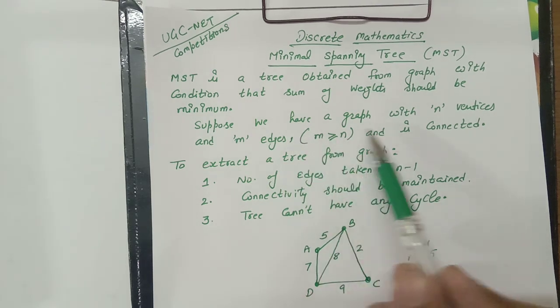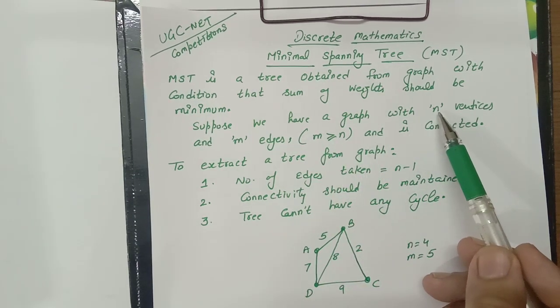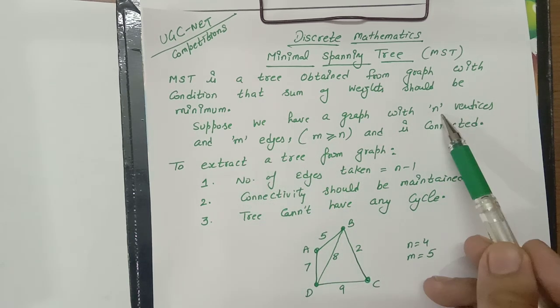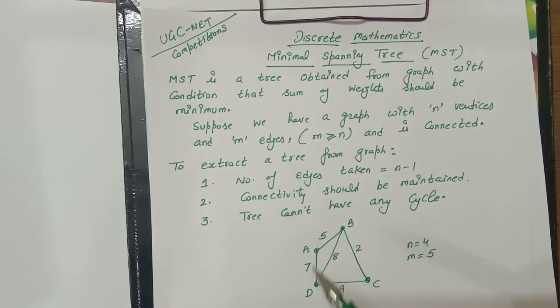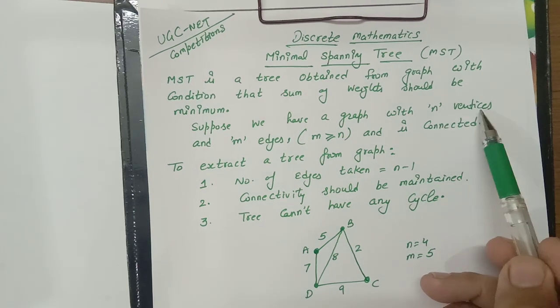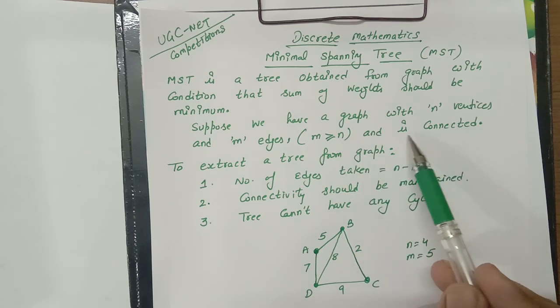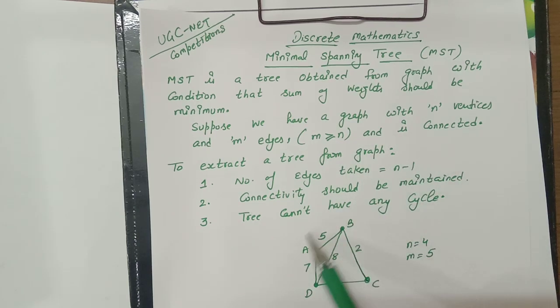Now suppose we have a graph with n vertices. Let a graph have n vertices and m edges. Vertices are these, we also call these vertices as nodes, and edges are basically the pointers, or they may represent some distance or cost of going from one vertex to another vertex. Let there be n vertices and m edges, where m is always greater than or equal to n, and the graph must be connected, meaning it must not have disconnected components.